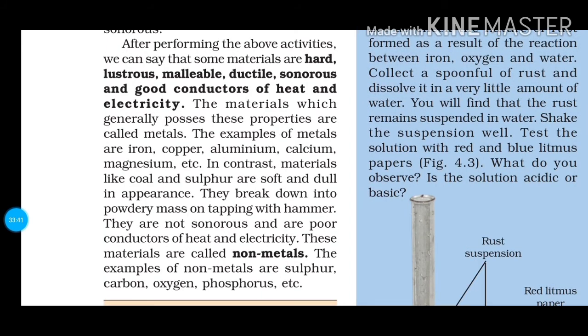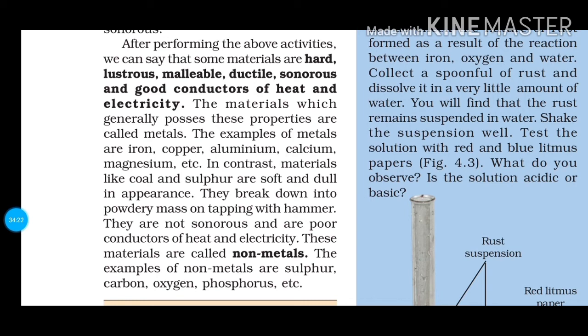Materials which generally possess these properties are called metals. The examples of the metals: iron, copper, aluminium, calcium, magnesium, these all are the examples of metal. In contrast, materials like coal and sulfur are soft and dull in appearance. They break down into pieces when we hit with the help of a hammer, they are not sonorous and these are the poor conductors of heat and electricity. So these materials are called the non-metals. The examples of the non-metals are sulfur, carbon, oxygen, phosphorus, and I think you are familiar with all these.